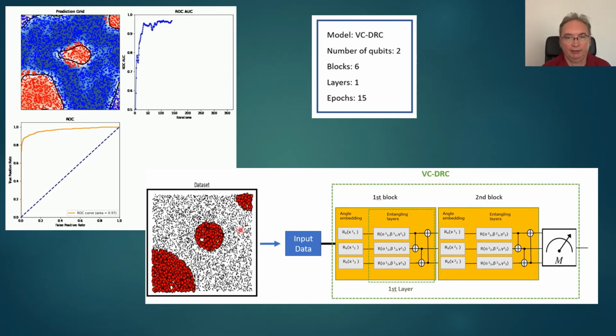So the dataset is input to the model. This model is a variational classifier with a data reuploader. The variational classifier has 2 bits in this case, 2 qubits, and we have 6 blocks of data reuploading running for 15 training epochs.